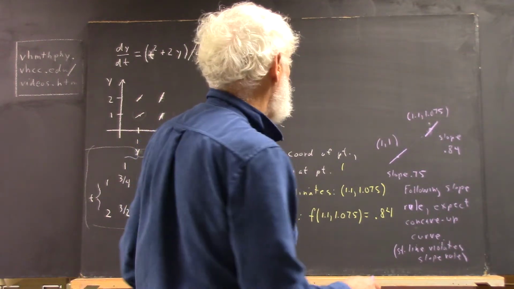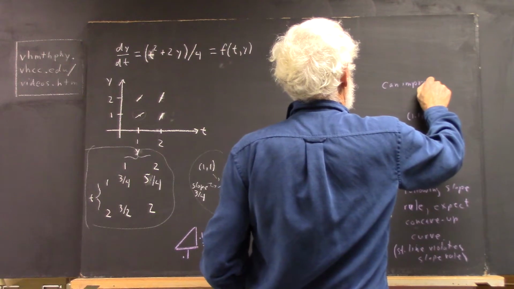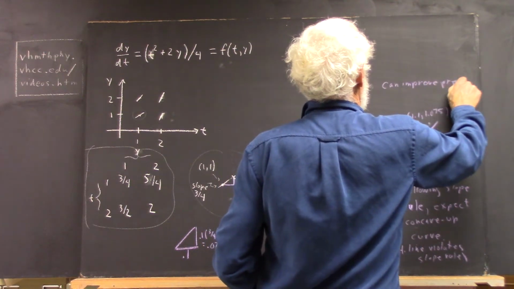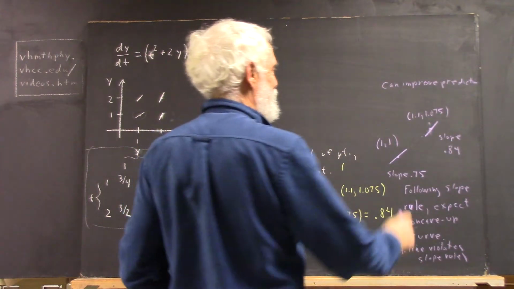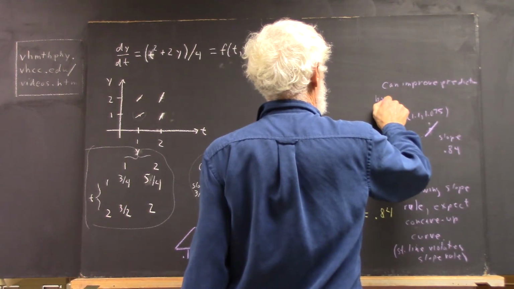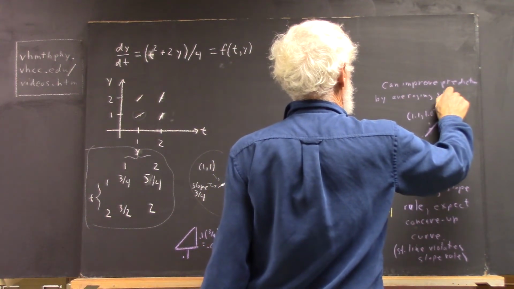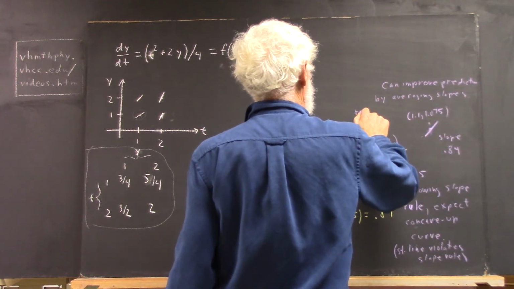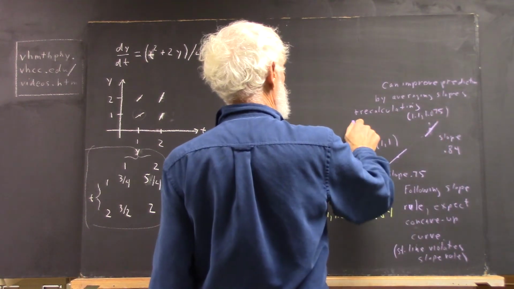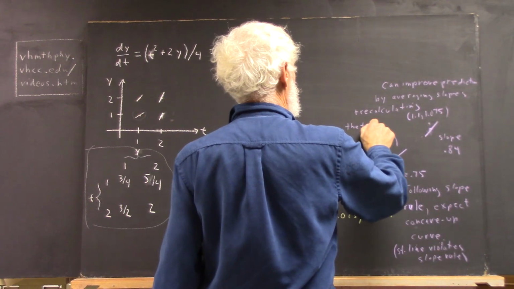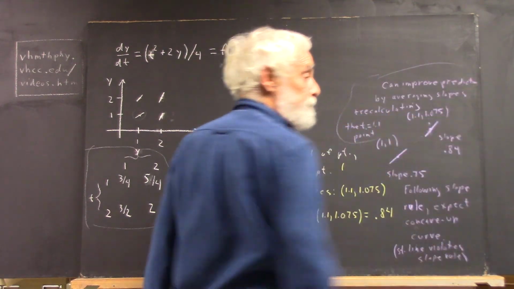we improve the accuracy, we can improve our prediction. It says prediction. Okay? By averaging our slopes and recalculating the t equals 1.1 point. Okay?